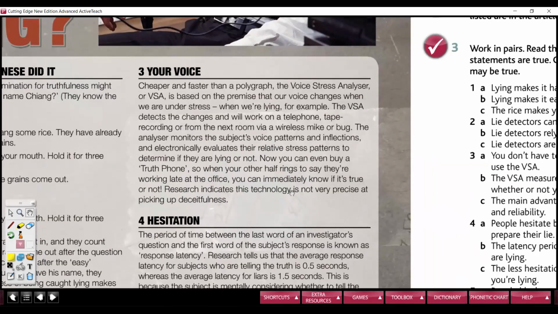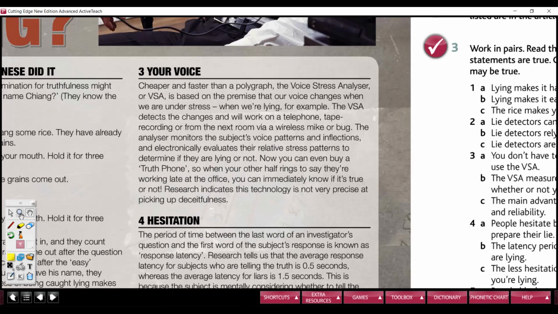Your voice, you guys were mentioning that when I asked you, how do you find out when someone is lying? Cheaper and faster than a polygraph, the voice stress analyzer, this is VSA, voice stress analyzer, is based on the premise that our voice changes when we are under stress, when we are lying, for example. Yeah, because when we are lying, we can get stressed, we can get nervous, we worry.